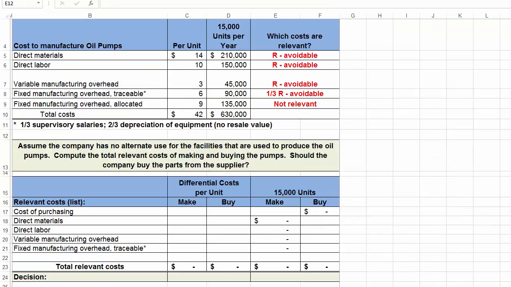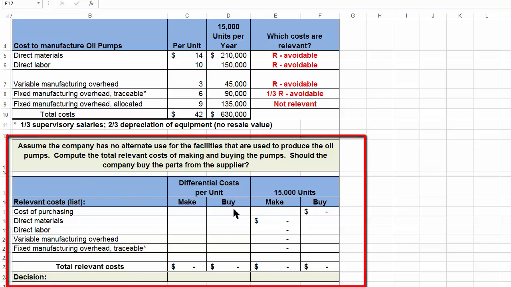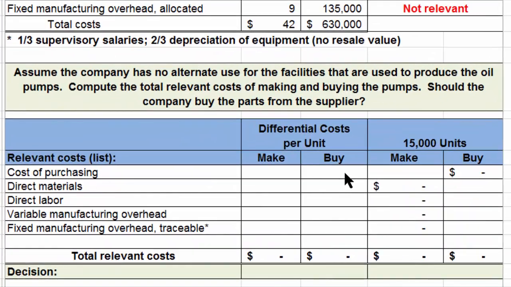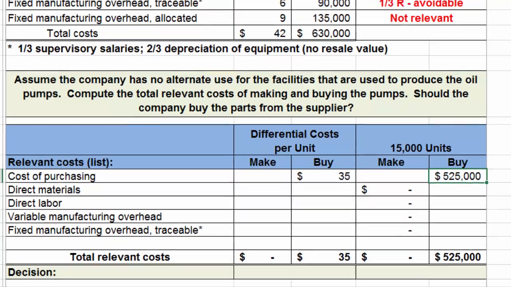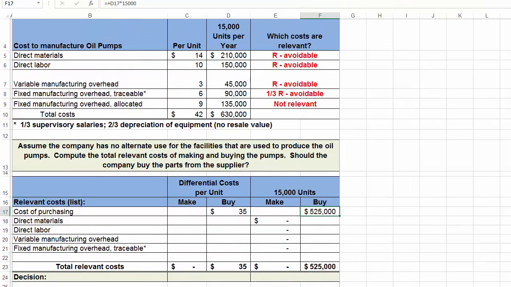Let's go step by step through each of these lines on the second table here on the screen. If we were to buy the oil pumps from the outside supplier, it would cost us $35 per unit. And multiplying that by 15,000 units, we come up with $525,000. Now, the relevant cost of continuing to make the oil pump include the costs that we would avoid if we were to buy the oil pump from the outside supplier.